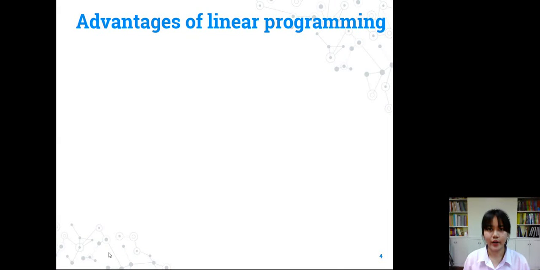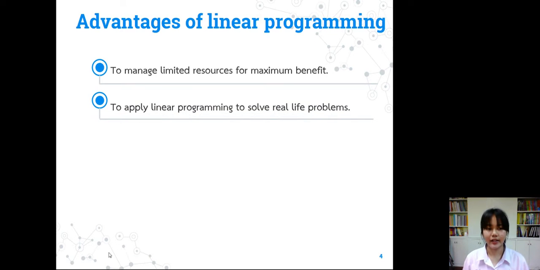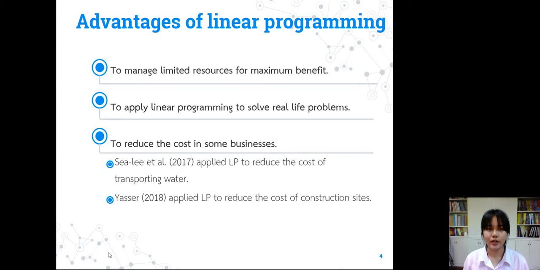For the advantages of linear programming, as follows: to manage limited resources for maximum benefit, to apply linear programming to solve real-life problems, and to reduce the cost in some businesses. There are some examples in this case. In the past year, we studied 2 examples. Sally et al. 2017 applied linear programming to reduce the cost of transporting water. Later, 2018 applied linear programming to reduce the cost of a construction site.